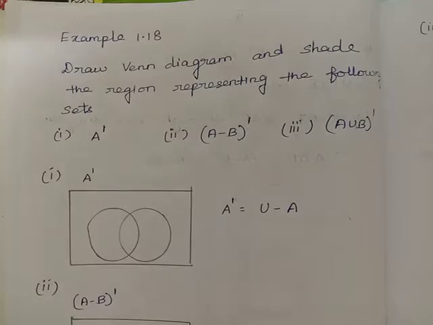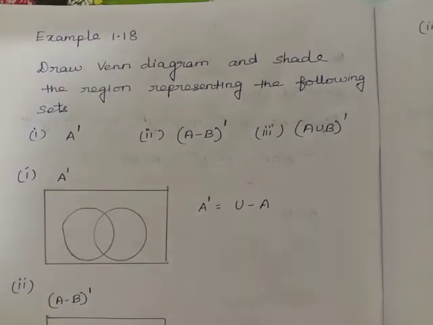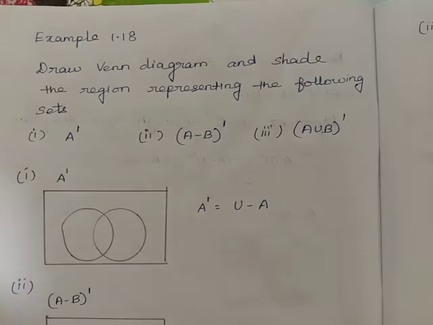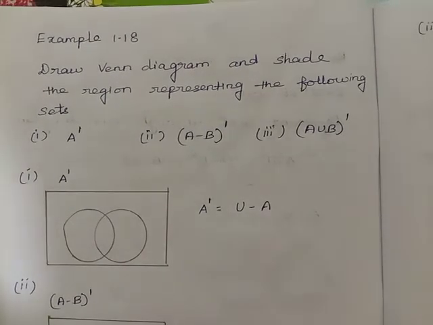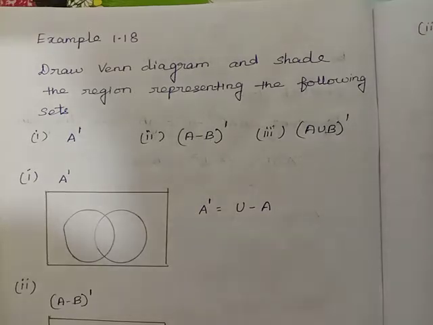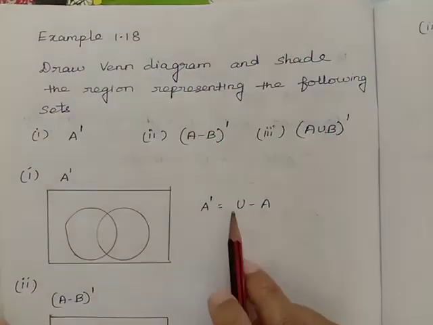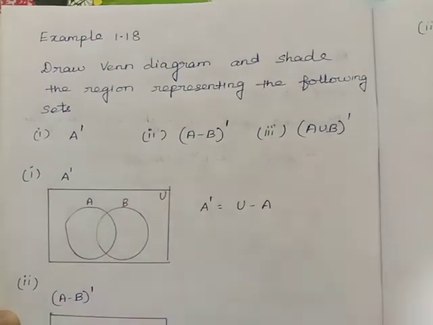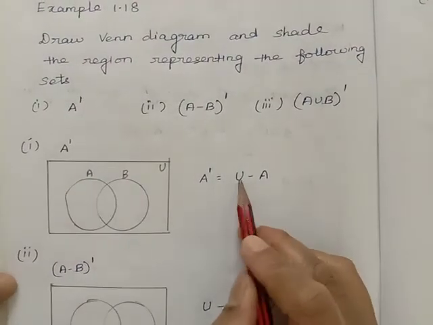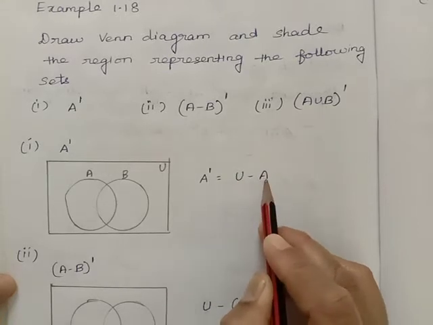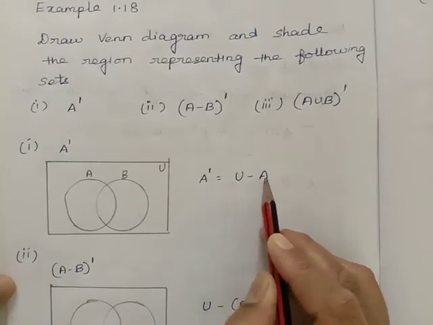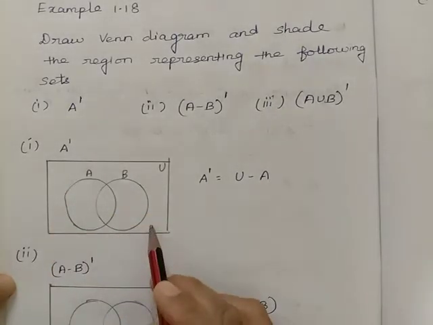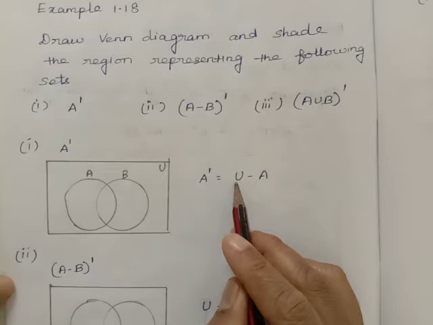Now example 1.18. Draw a Venn diagram and shade the region representing the following sets. Your first question is A dash. What is meant by A dash? A dash means universal minus A. This circle represents A, this is B and this is universal. Universal minus A means we don't want the portion of A. The outside portion is universal. We want the portion of universal minus A.